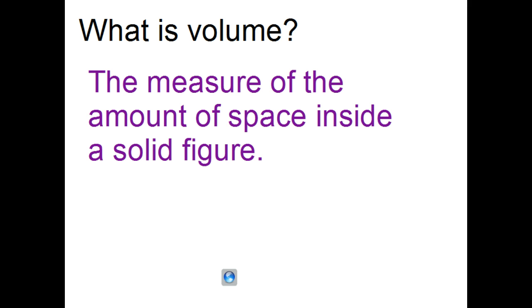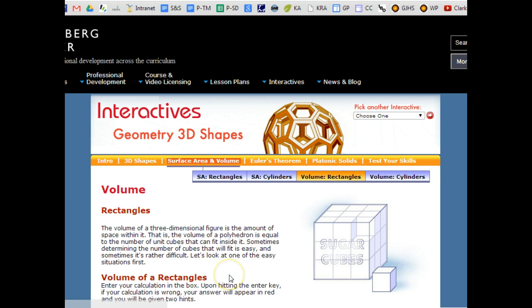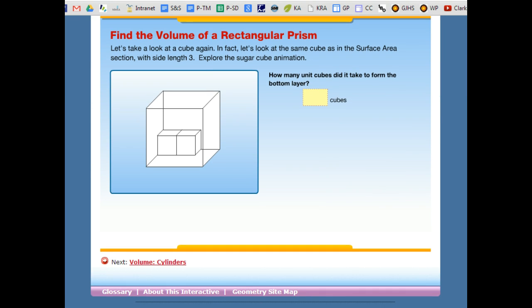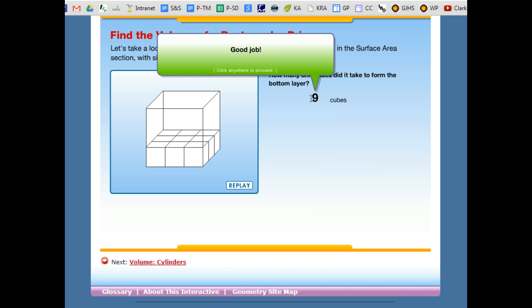All right, sometimes it's easier to see what this looks like, so I found a visual that works pretty well here. What you can see is a rectangular prism with side units of 3. I get a row of 3 here, another row of 3 here, and together this makes a total of 9 cubes. So let's type that in. We've got 9 cubes in that bottom layer.